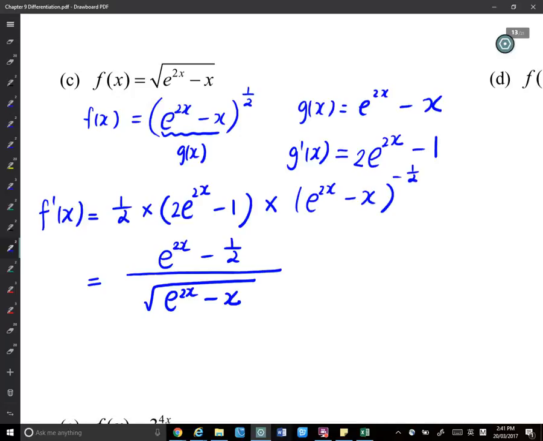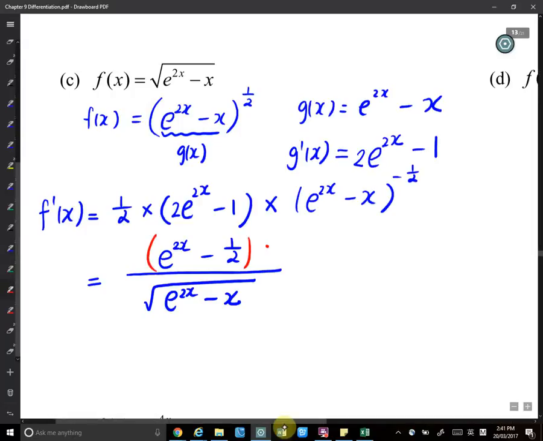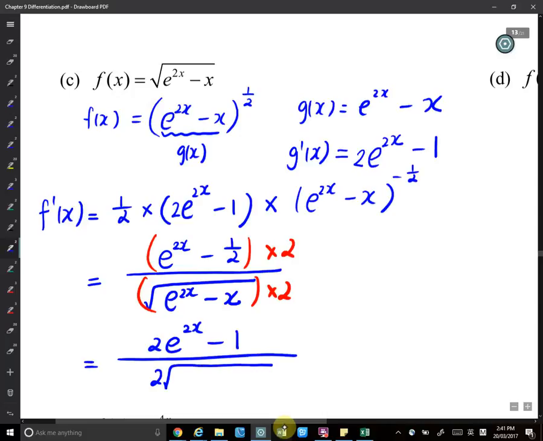And I have fraction over fraction, which is not very good. I can times 2 on both top and bottom. You get 2e to the 2x minus 1 over 2 lots of square root e to the power of 2x minus x.